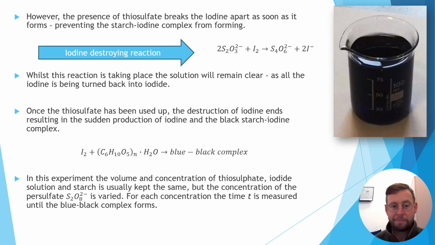and form the blue-black mixture. Now, what we can do in this experiment is vary the concentrations of the main chemicals and time how long it takes for this reaction to complete. 1 divided by that time will give us the rate of reaction.